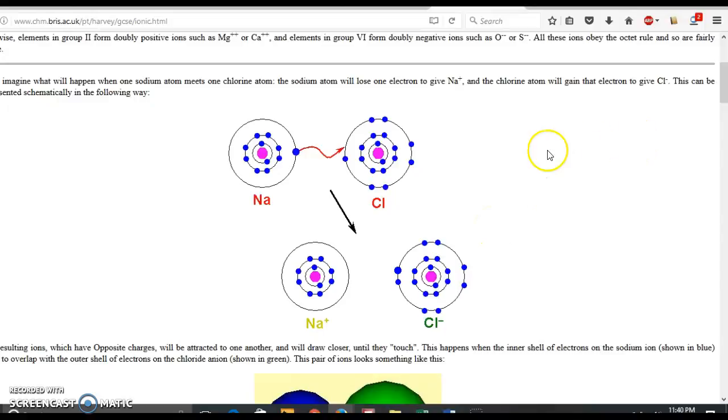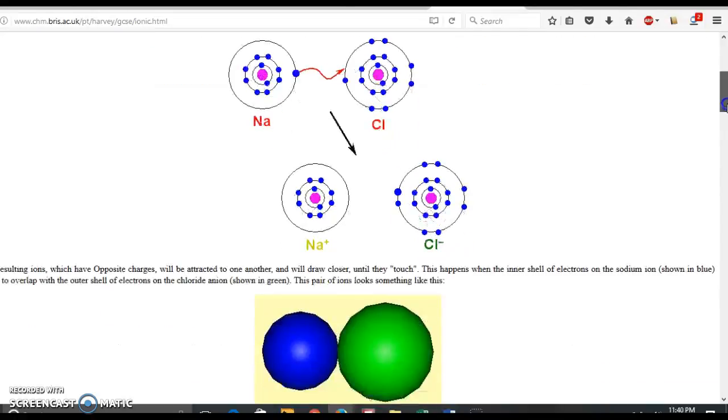Now other examples than sodium chloride that we have is magnesium oxide, magnesium chloride. Any metal and non-metal can easily form this ionic bond.